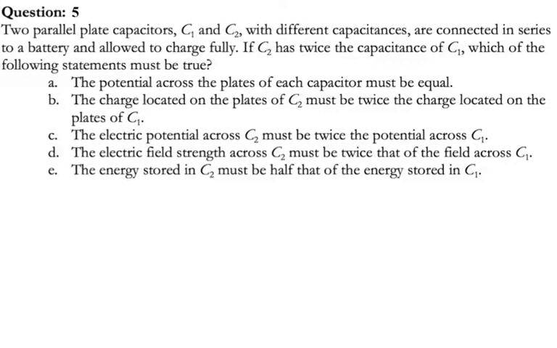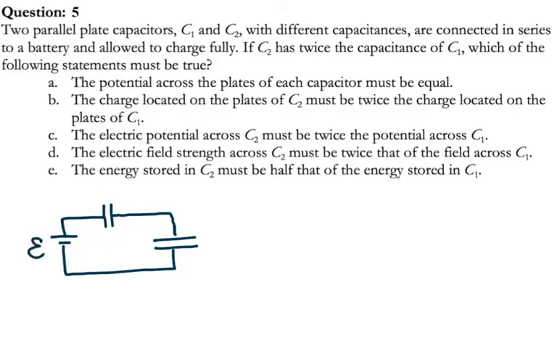So I'm going to draw a circuit with the battery, and then I have one capacitor, and I have another capacitor, and here is the EMF, and then I have C1, and then I have C2. And then they say C2 is twice the capacitance of C1, which of the following is true? So let's look at every single one of them and analyze what we see.